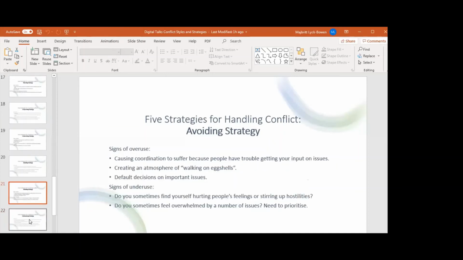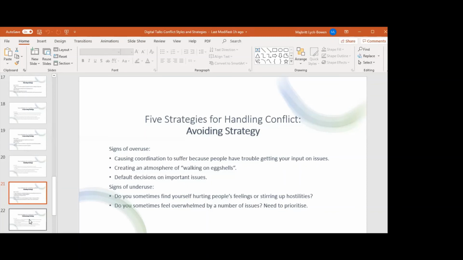Okay, so signs that you're overusing this is where you, for example, are causing coordination to suffer because people have trouble getting your input on issues. So this is where people feel you're not really participating in these decision-making processes. You're not really participating in the group, in the work that the group is doing, because you always walk away. So they are afraid of really asking your opinion about anything, because they think you're just going to walk away from the situation.